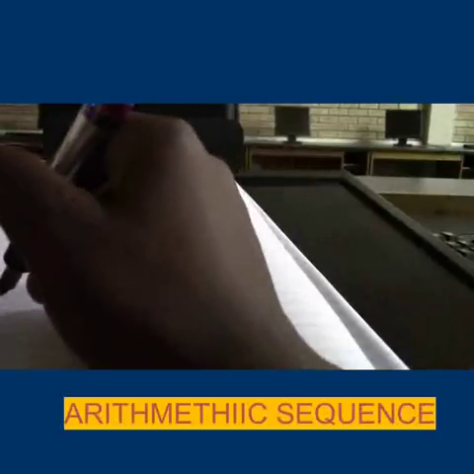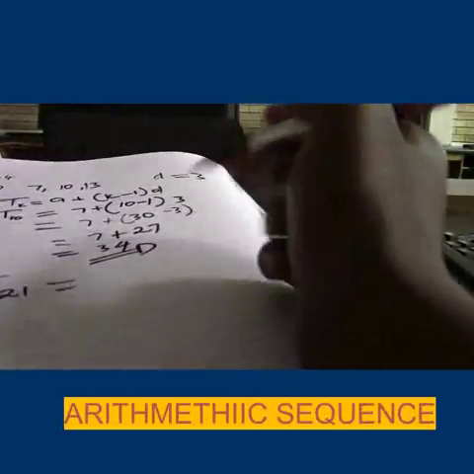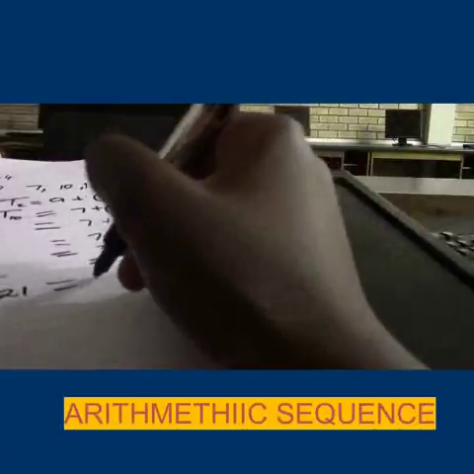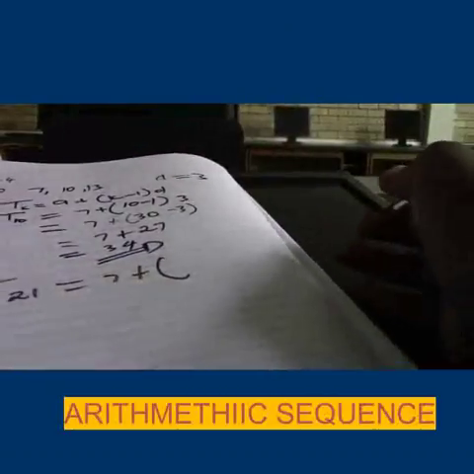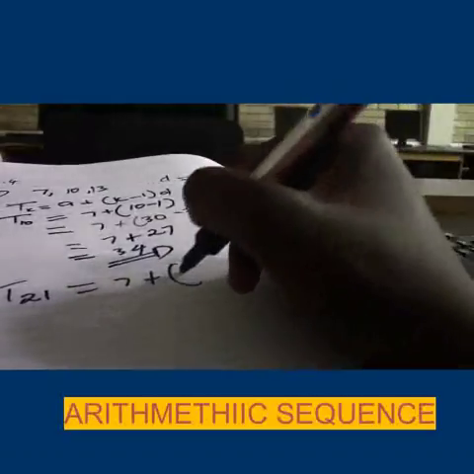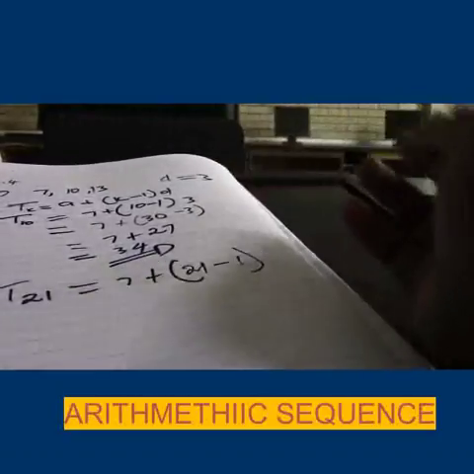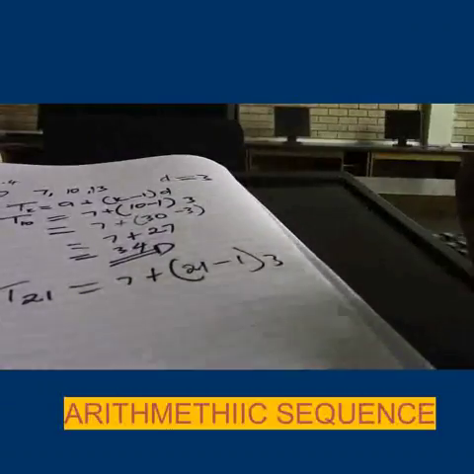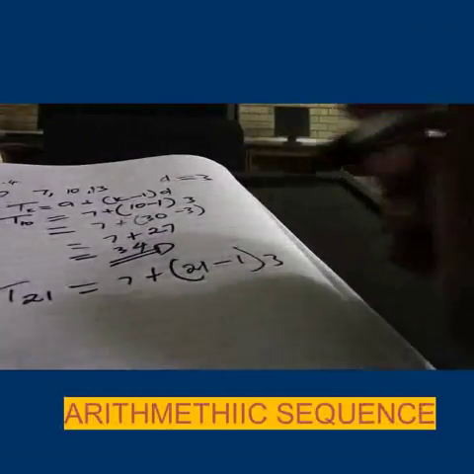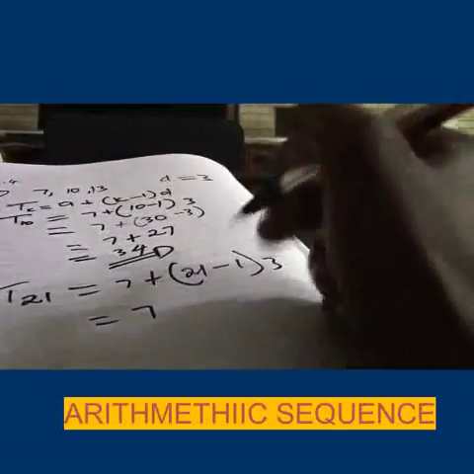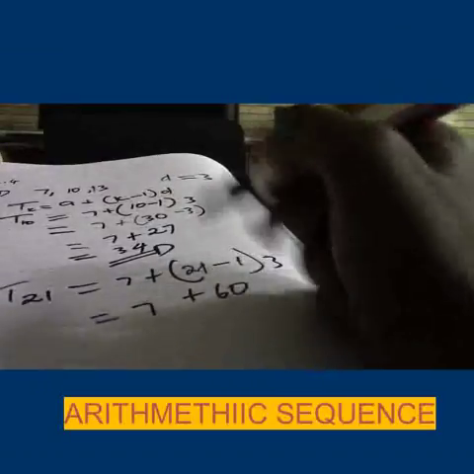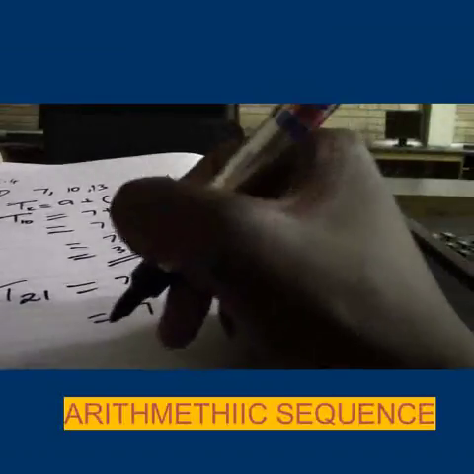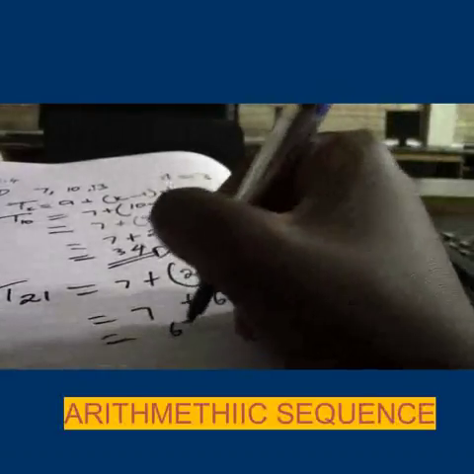Now the 21st term. Our sequence is still the same, and we want k equal to 21. Our a is still 7. So it is 21 minus 1, and our common difference is 3. So 7 plus 20 times 3, because it's 21 minus 1, which is 20, times 3 is 60. So it is equal to 67.